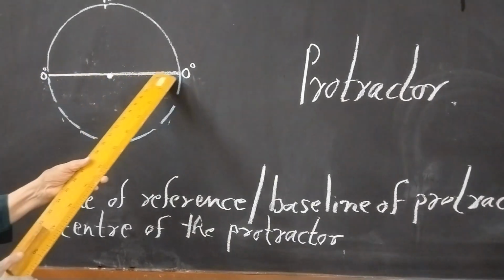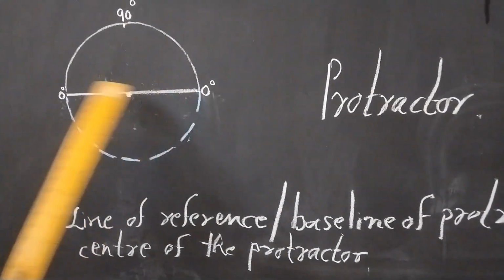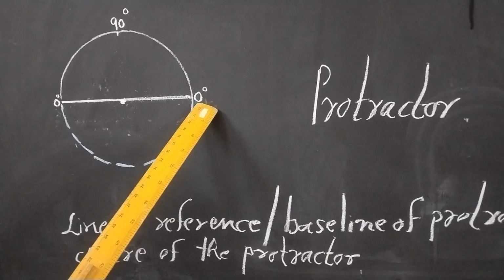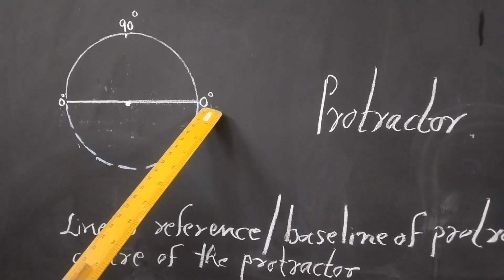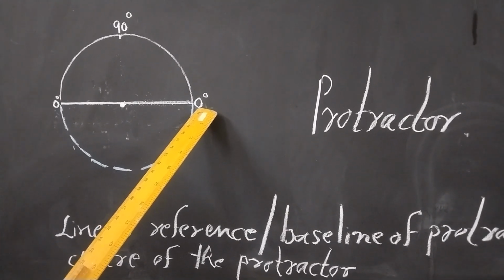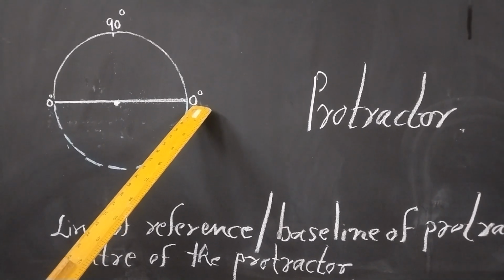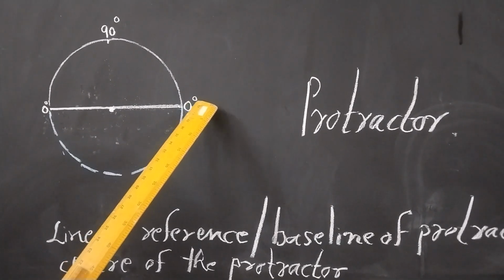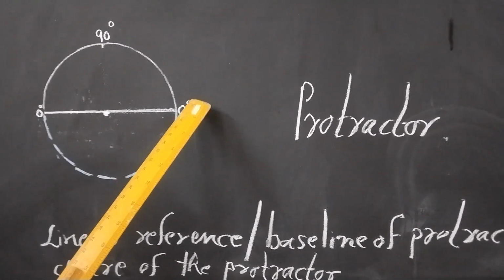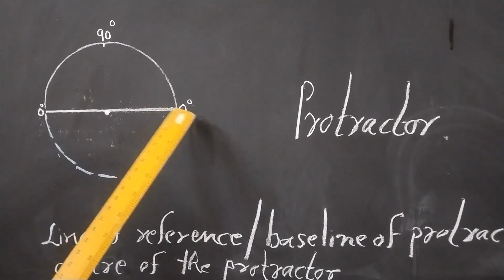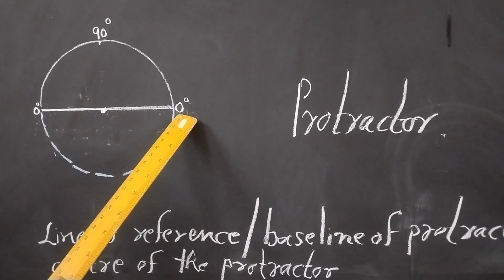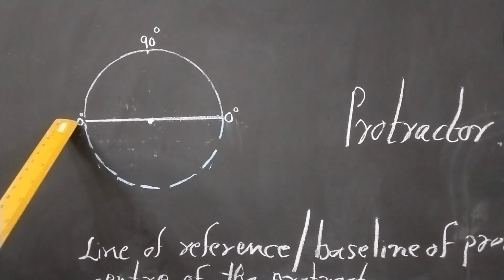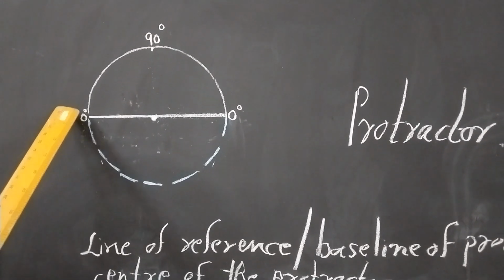Now the baseline of the protractor starts both ways from 0 degrees. Remember, angle measurement means degrees. As we measure time in hours, minutes and seconds, an angle is measured in degrees, and this is the symbol of degrees. So here the degree is 0. Similarly, on the opposite side also, on the reference line, the degree of angle is 0.